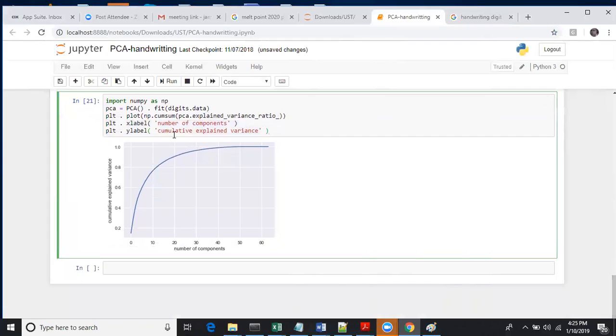What we wanted to plot is np.cumsum of pca.explained_variance_ratio_. This itself will plot like this, number of components versus explained variance. We don't have to rename it to something different, so that's why we type it like that. What it means is that the first 10 components contain 80% of the data.